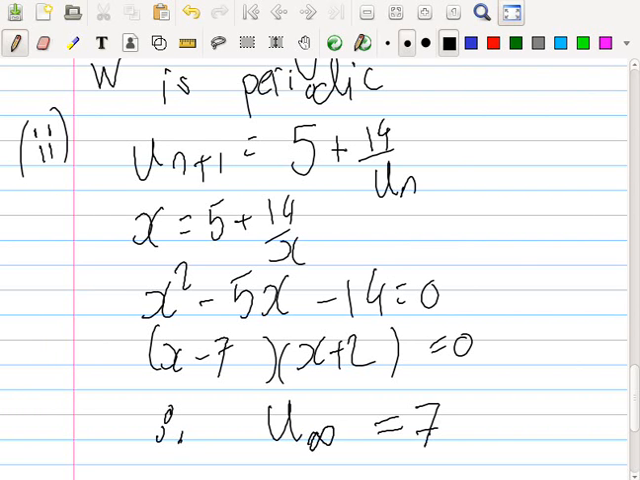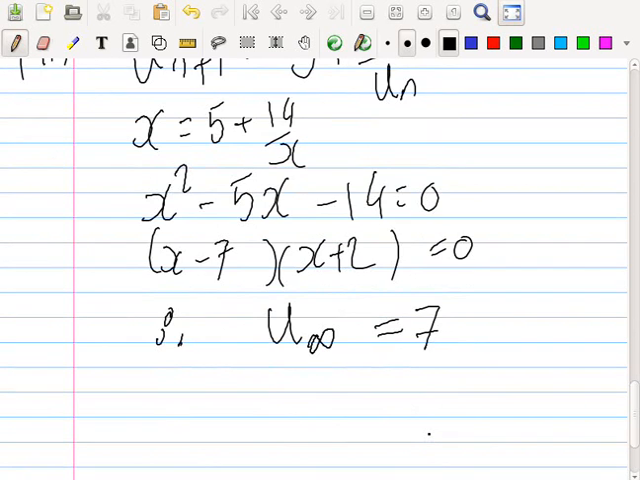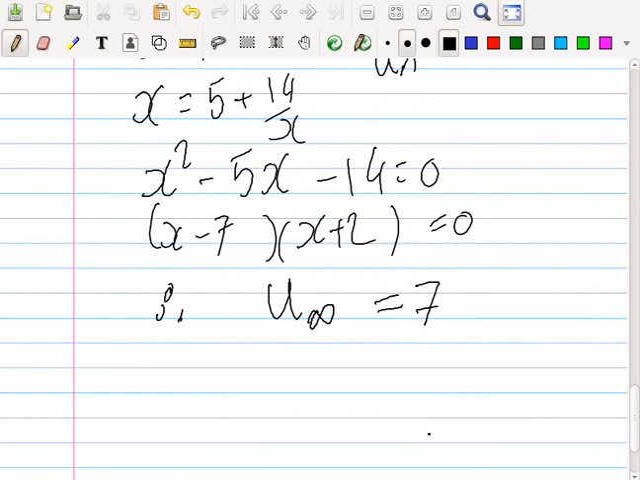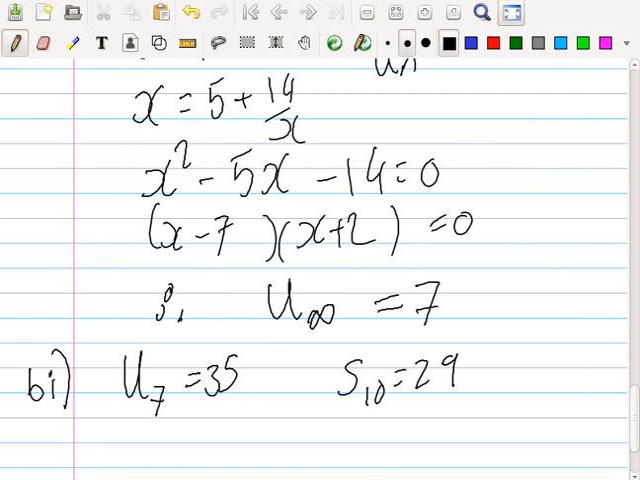Okay. So that's part A done. So now on to part B. The 7th term is 35, and the sum of the first 10 terms is 290, and it's arithmetic.